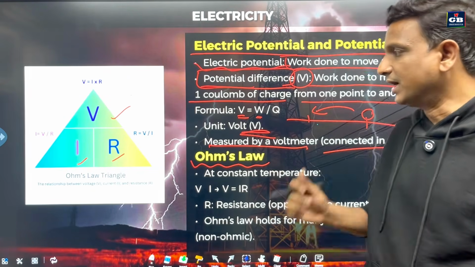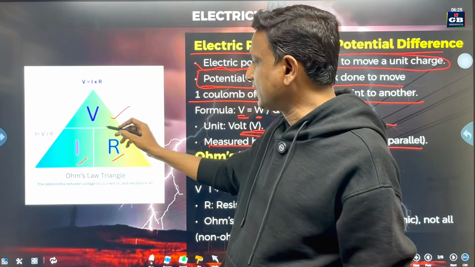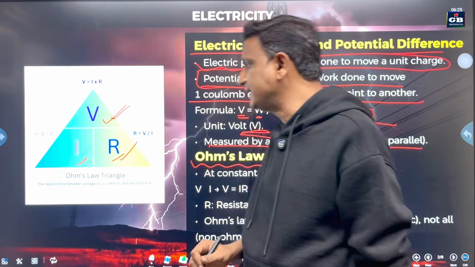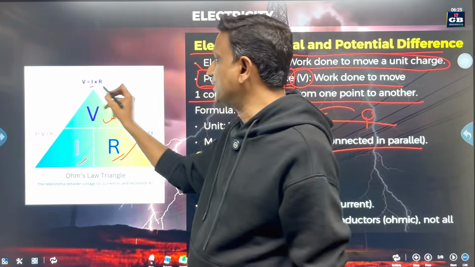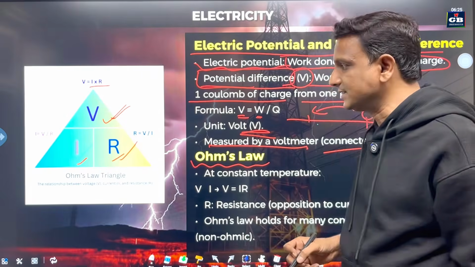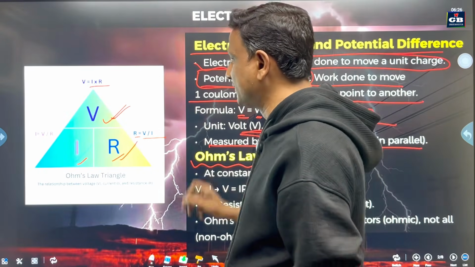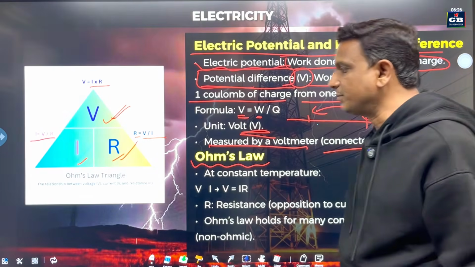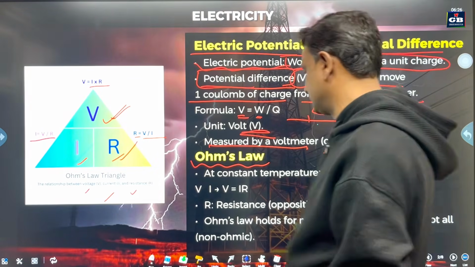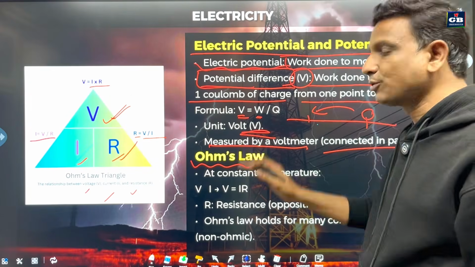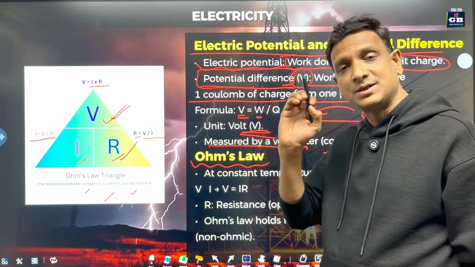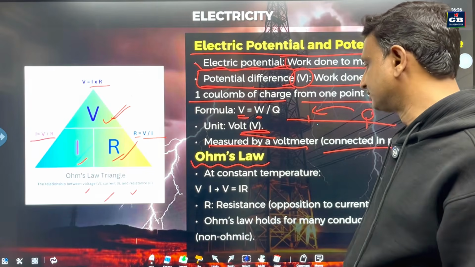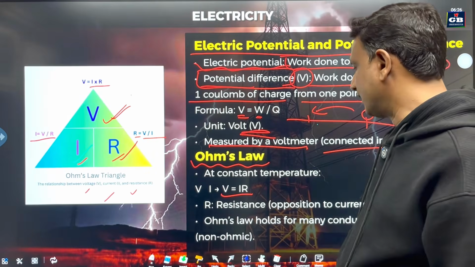Here Ohm's law helps us to understand the relation between voltage, resistance and current. These three are interrelated. You can see voltage is equal to I into R, current into resistance. Resistance is equal to voltage by current. Current is equal to voltage by resistance. So, this is the relationship between voltage, current and resistance. This is all at constant temperature. If the temperature is constant, in that case, we can write it like this. V is equal to IR.